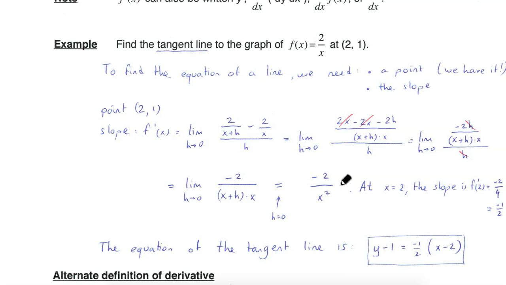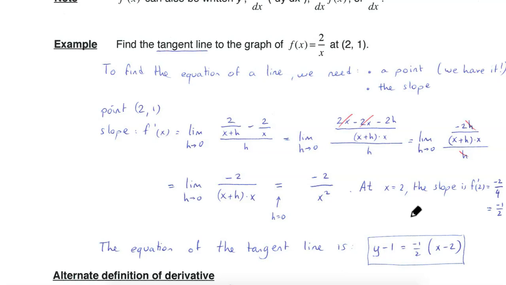Therefore, we are interested in the slope at x equals 2 precisely. The slope is negative 2 over 2 squared, which is negative 1/2, right there. So, the equation of the tangent line is y minus 1 equals negative 1/2 times x minus 2.